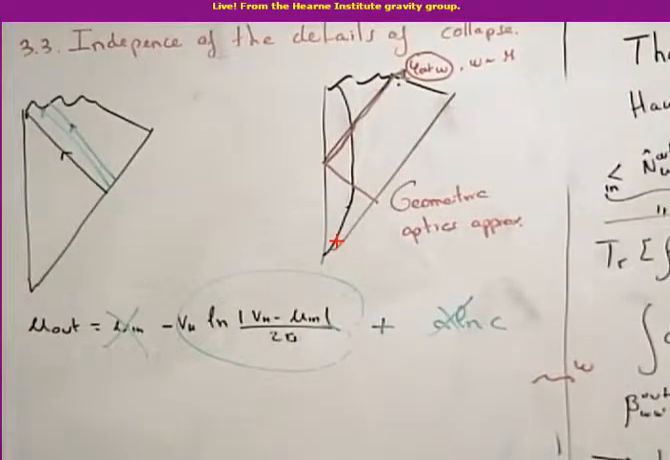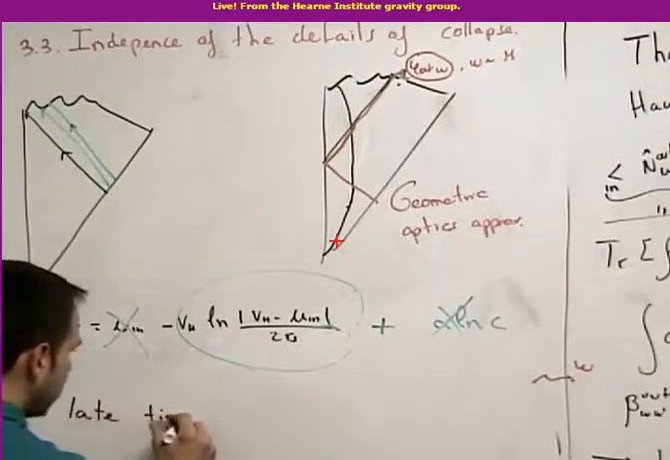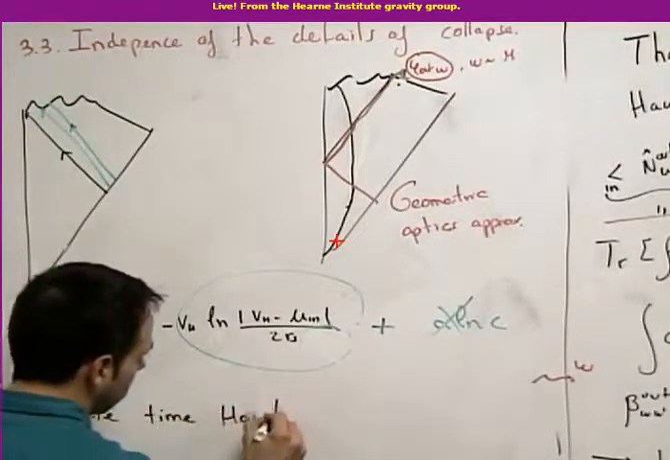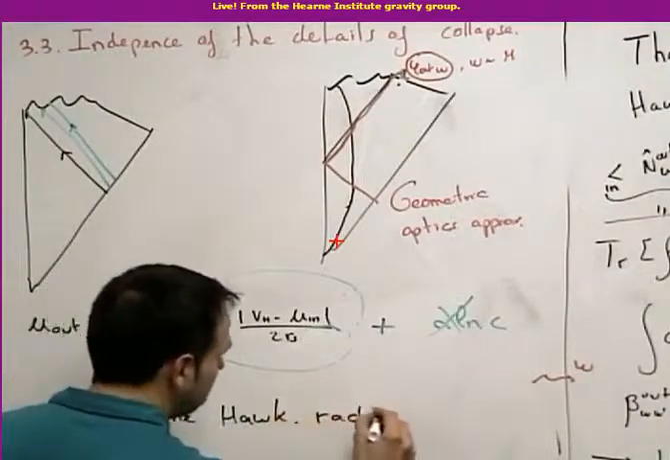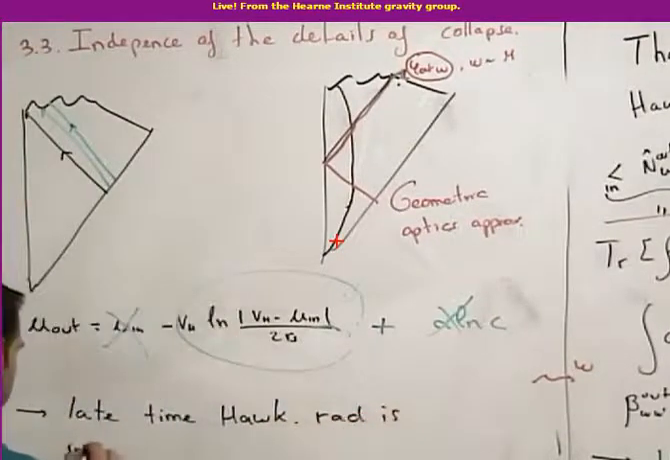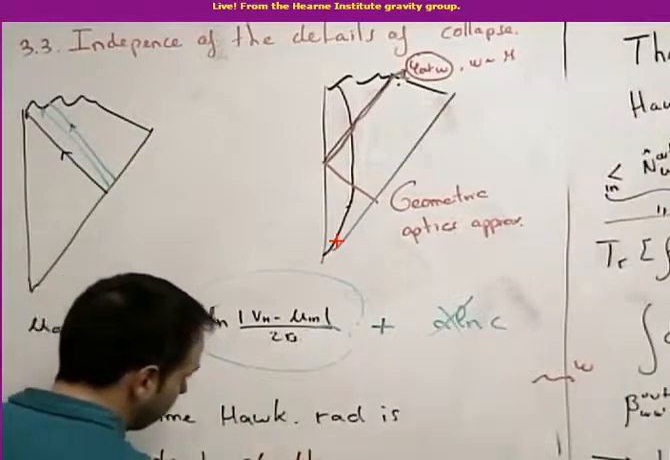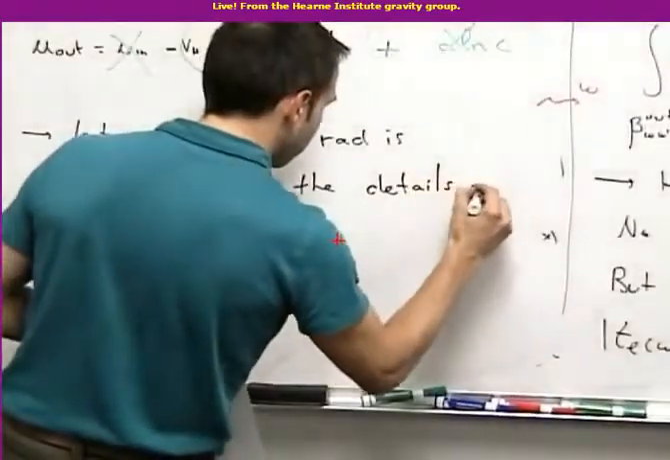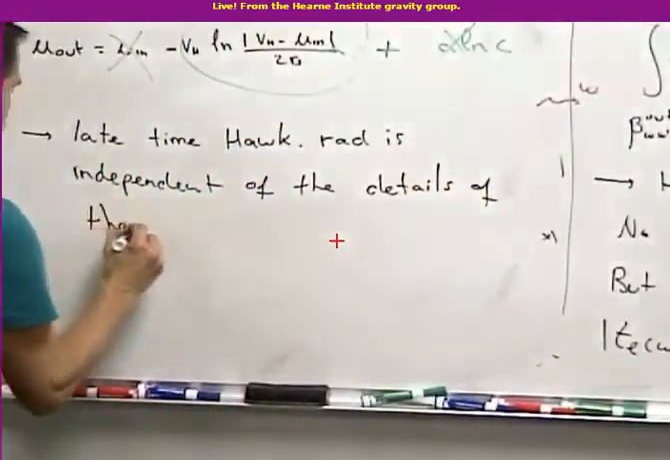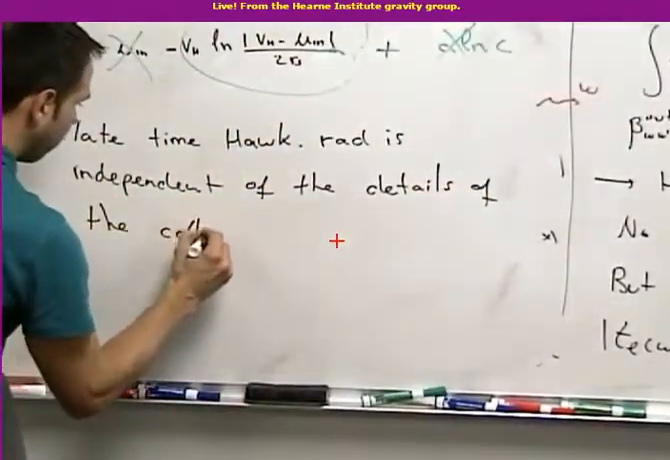So the statement here is that late time Hawking radiation is independent of the details of the collapse.